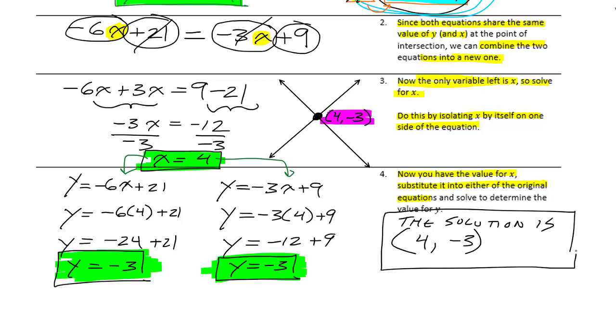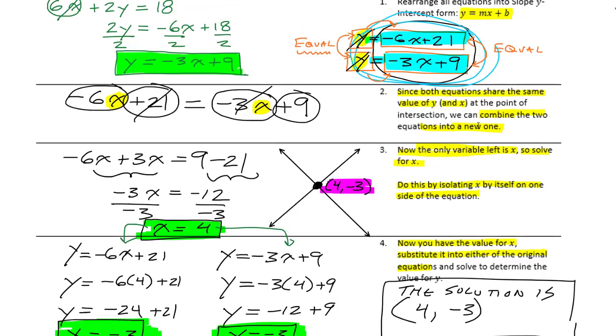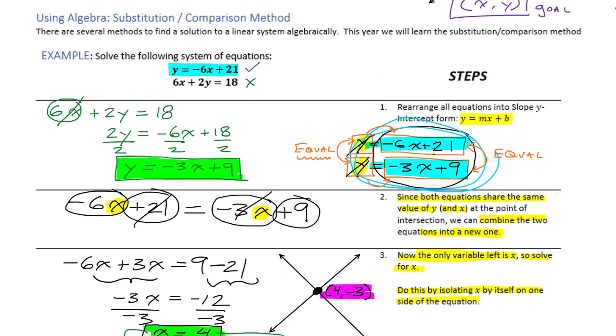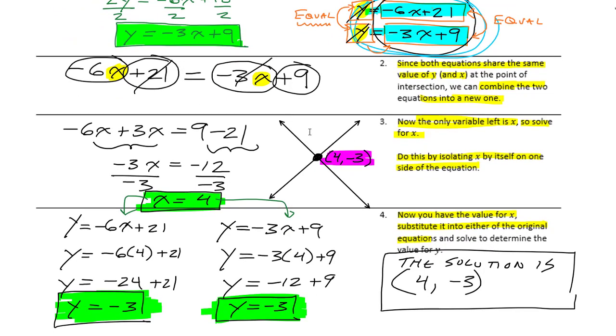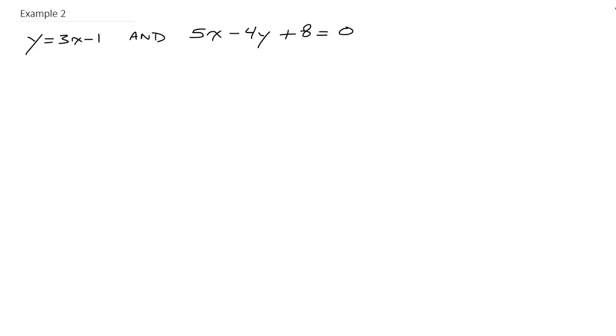All right, so I'm just going to do one more with you really quickly, just to show you to watch out for one other scenario, because everything's basically the same thing. What are the steps? Make sure they're both in y equals mx plus b form, set the equations equal to each other, basically cut off the y's and just set the rest of the equations equal, solve for x, and then once you have x, solve for y. It's pretty straightforward. Let me just do one more with you here.